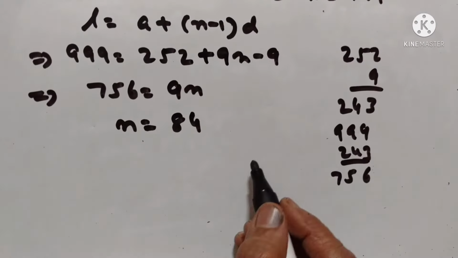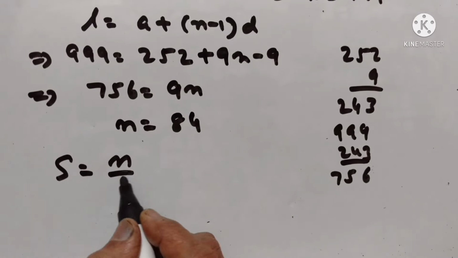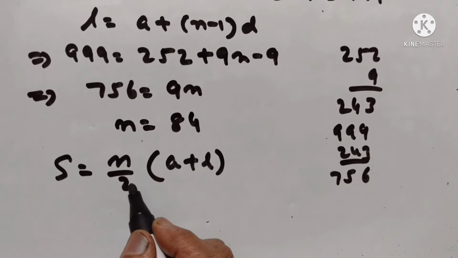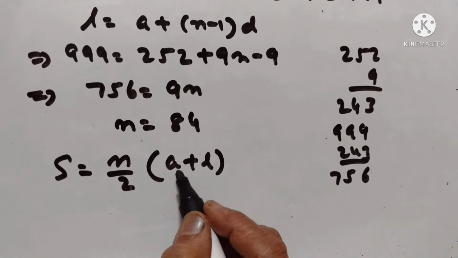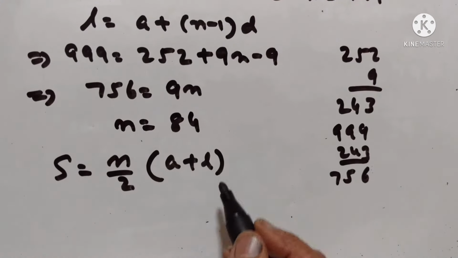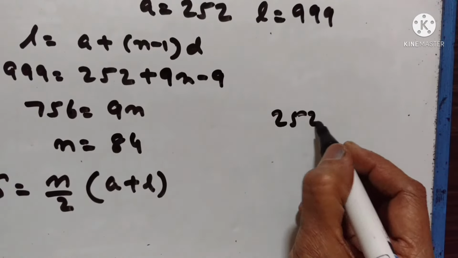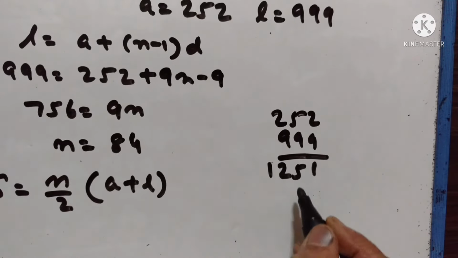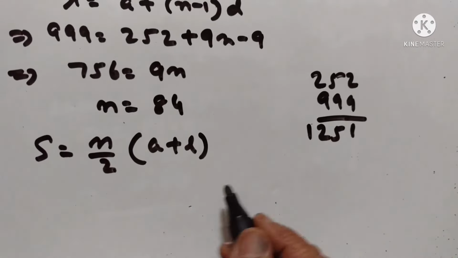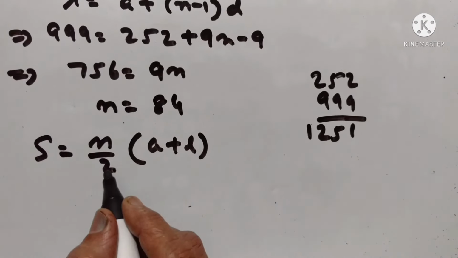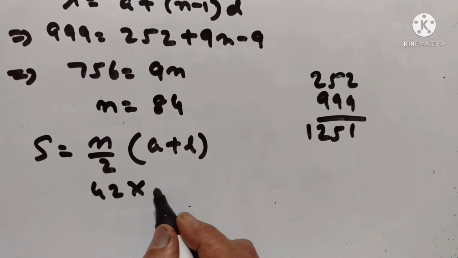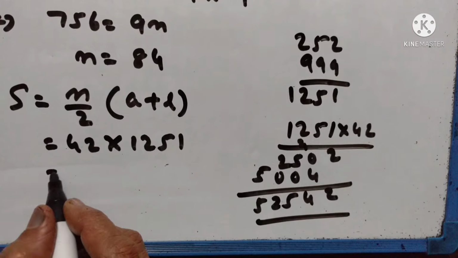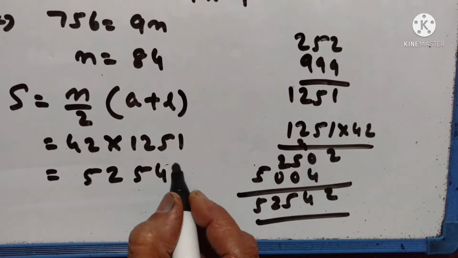Now S is equal to what? Sum is equal to N upon 2 into (A plus L). N is equal to 84. 84 upon 2 into A, which is 252, plus 999. 252 plus 999 is 1251. So N is equal to 84, 84 divided by 2 is equal to 42. 42 into 1251 is equal to 52542.